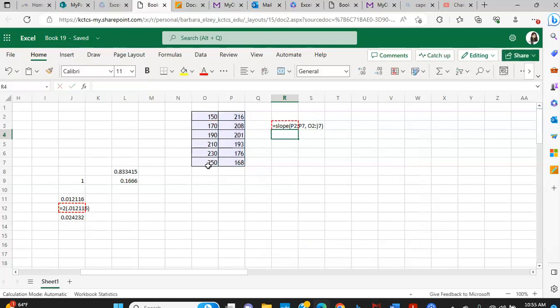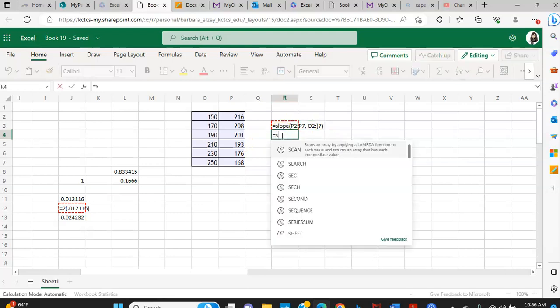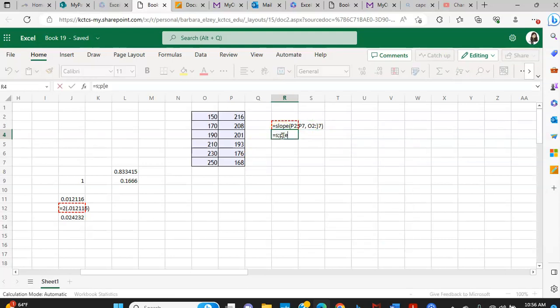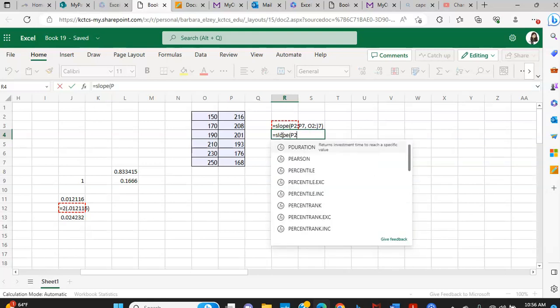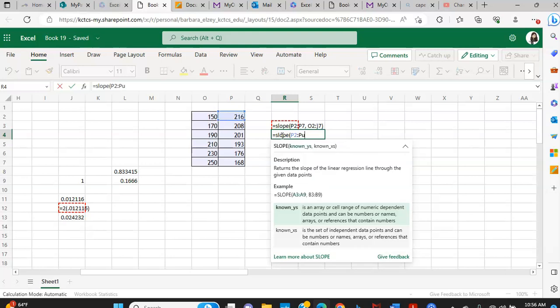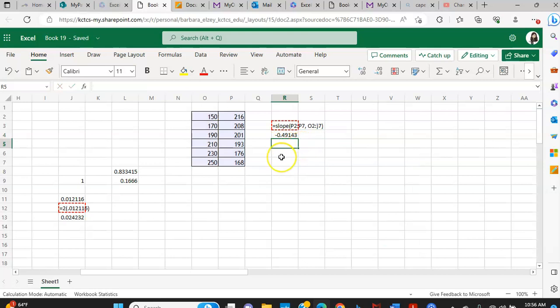O2 to O7. And that gives me, whoops, except I mistyped there. I don't think I can fix it there, so let me just retype it: P2 to P7 and O2 to O7, there we go. And so my slope is negative 0.49143.